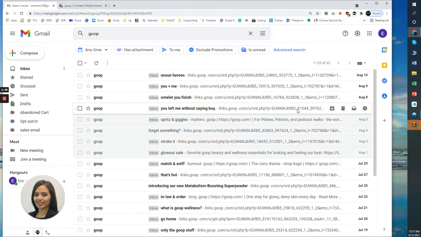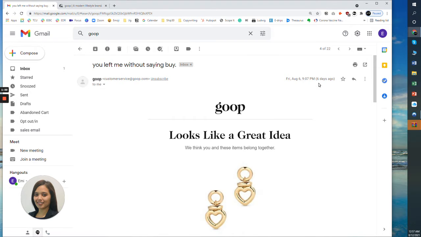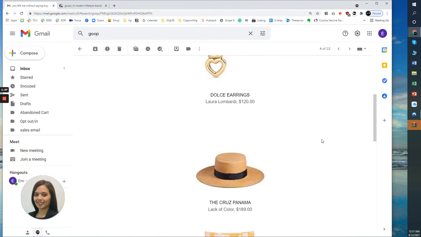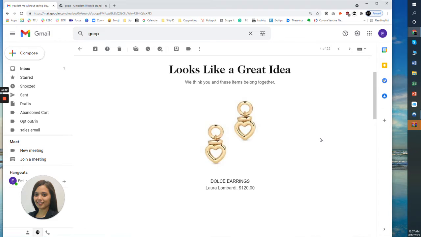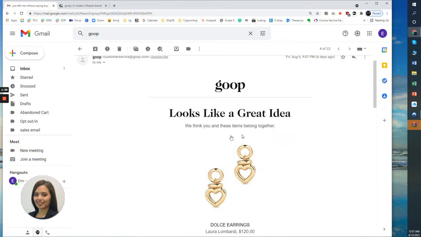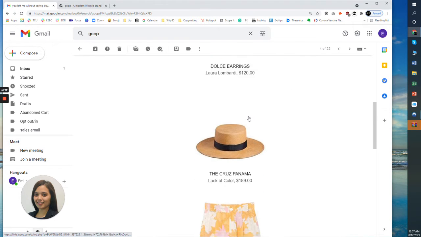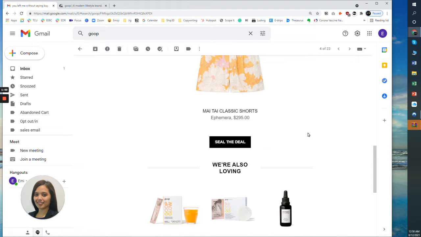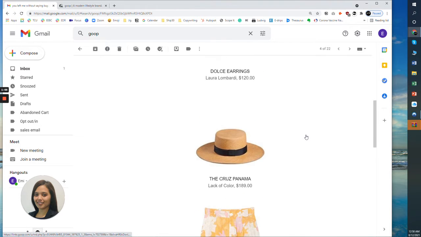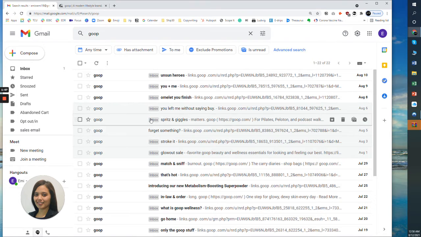The second one, I'm pretty sure this is an abandoned cart email, is August 6th, so day two. It's actually 100% the same, except for the header and this section, which looks like a great idea. We think you and these items belong together. So again, good copy. It does what it's supposed to do, but I'm just a bit disappointed that it's completely the same as the first abandoned cart email.